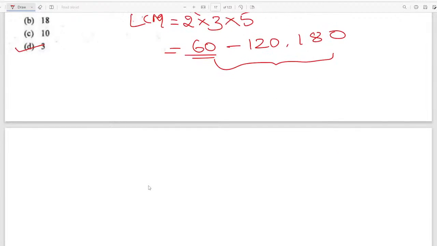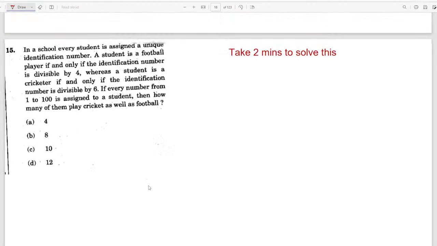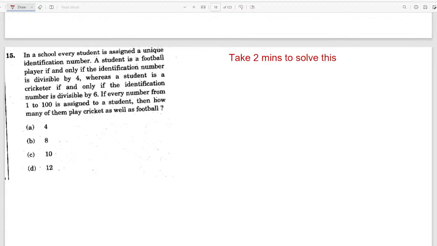We'll move to the next question. Take 2 minutes to solve this. We'll see how to go about this. Okay, I'll just solve this here, and once the solution is clear, please let me know if you have any doubts.